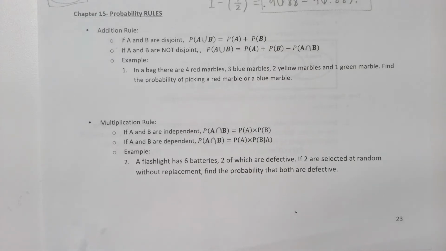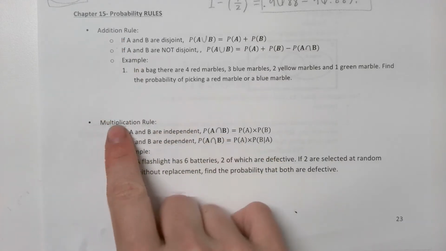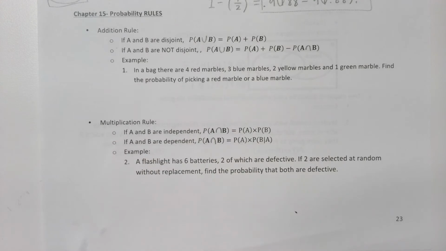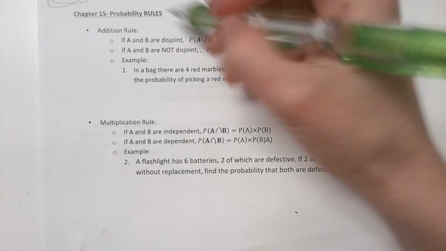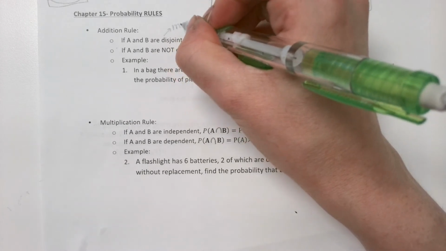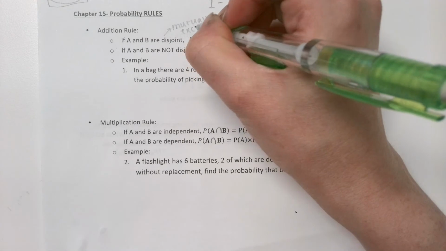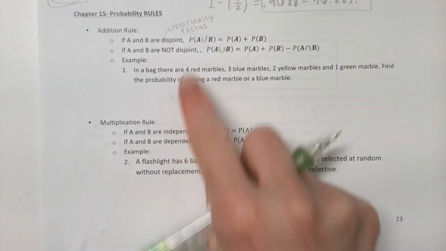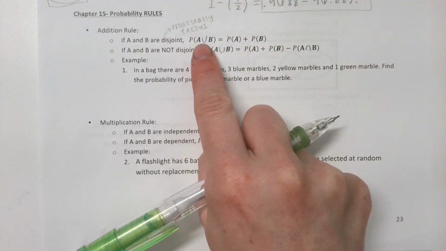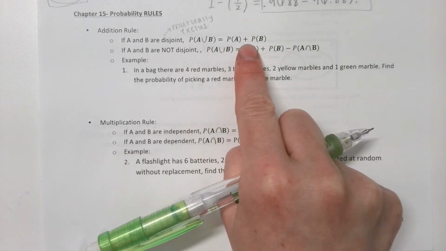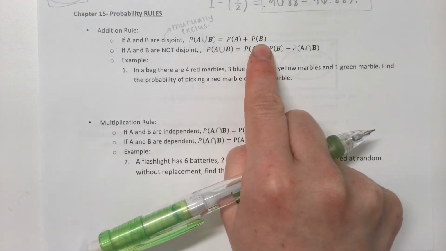There are two main rules that we talked about when looking at probability. We have the addition rule and multiplication rule. So the addition rule, there's kind of two scenarios here. If A and B are disjoint, or you could think of this as mutually exclusive, so that means they cannot happen at the same time, when we're finding the probability of A or B, we would just take the probability of A, add it to the probability of B.